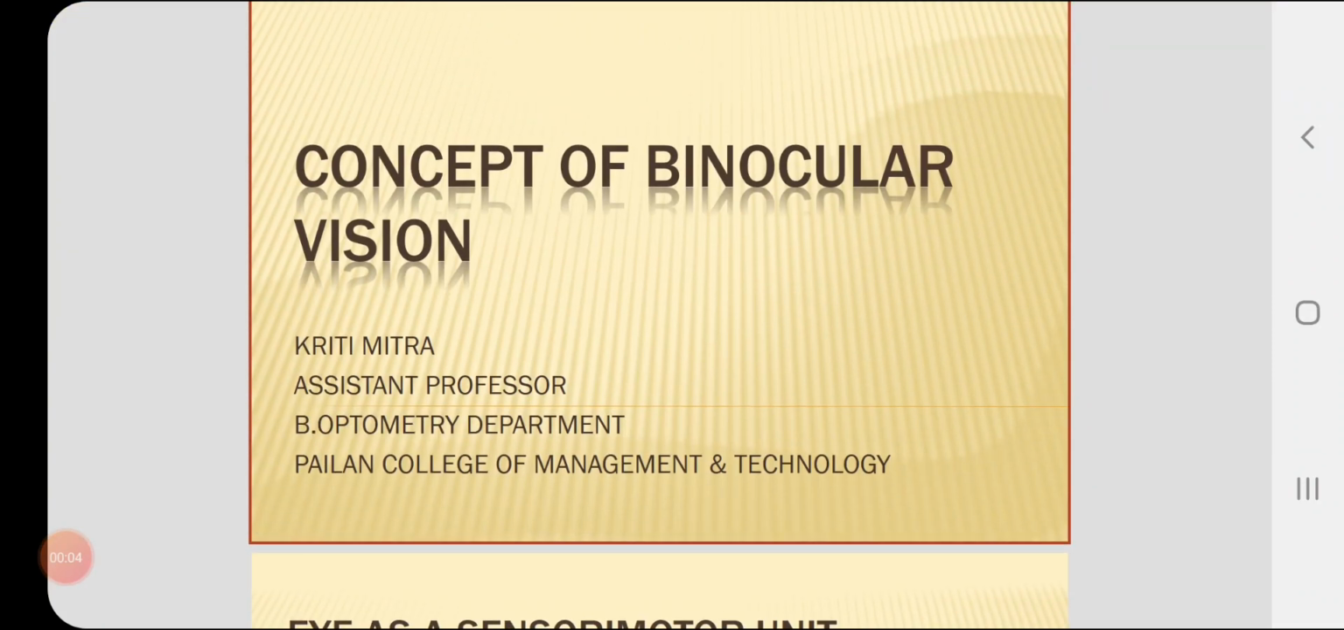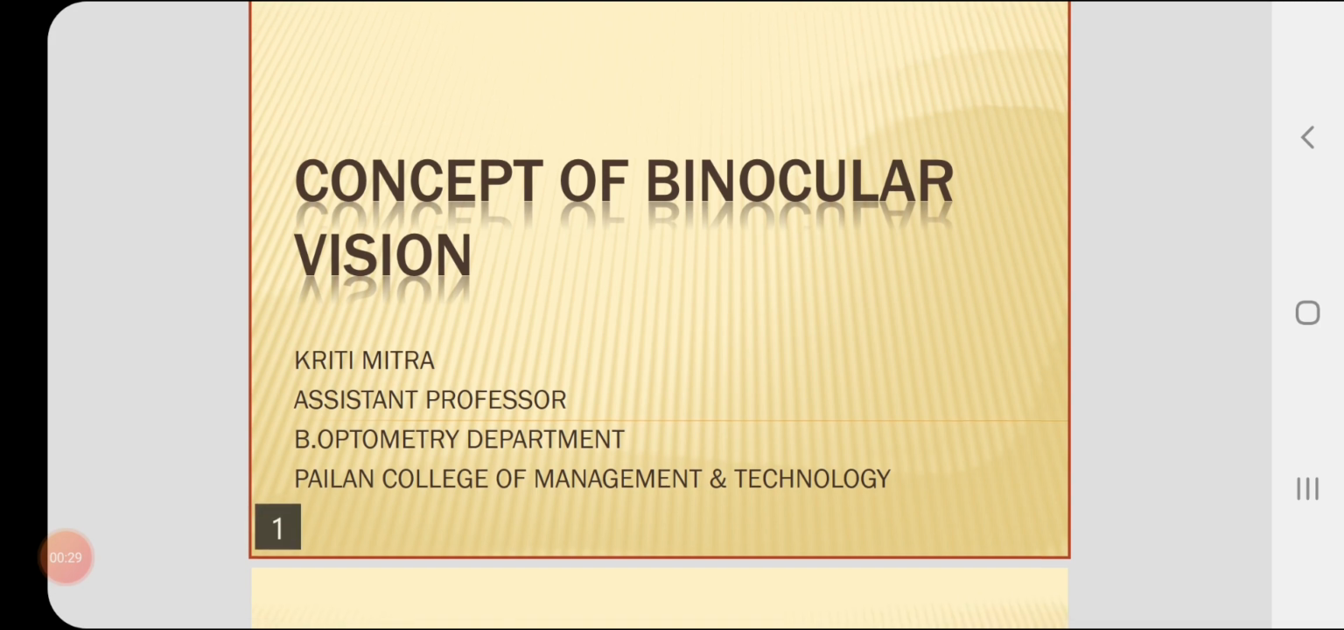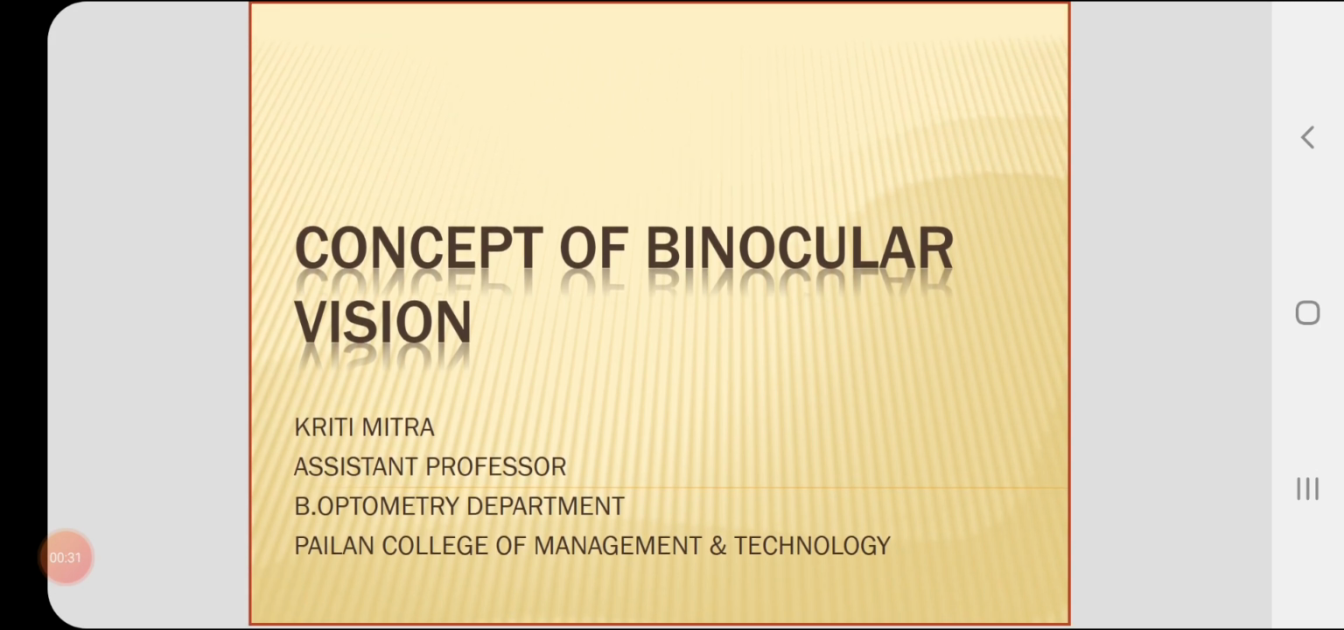Hello students, today we will discuss the concept of binocular vision. So what is binocular vision? As you all know, whatever we see through both our eyes is our binocular vision. The right eye image is formed by the right eye, and the left eye image is formed by the left eye, but together we see a single image. So that is your binocular single vision.